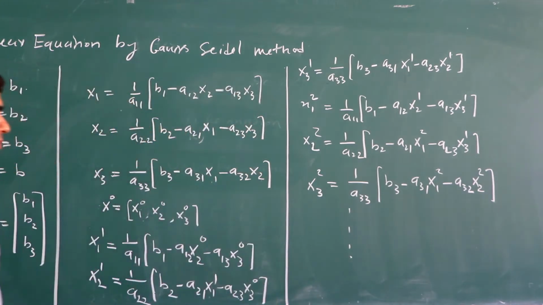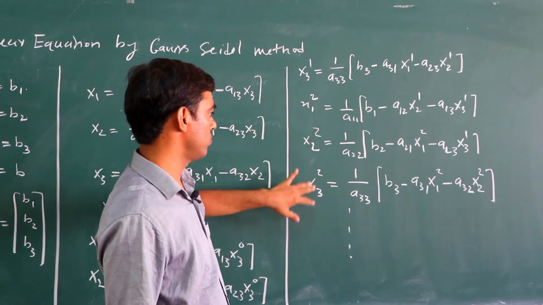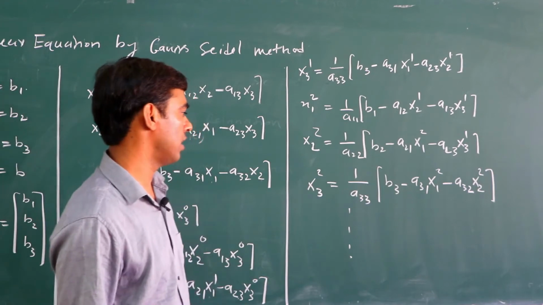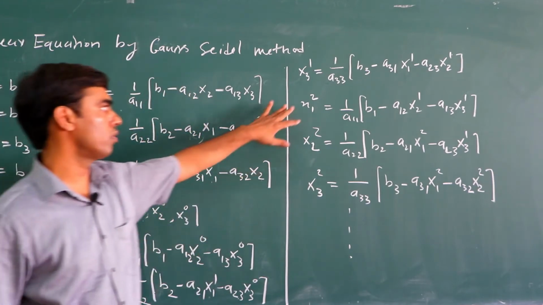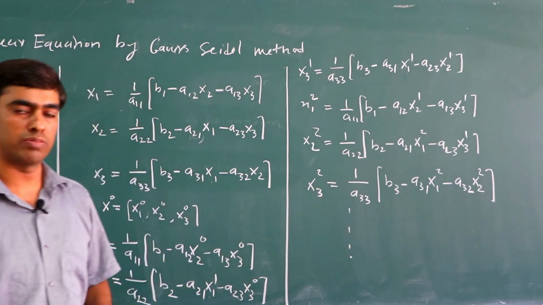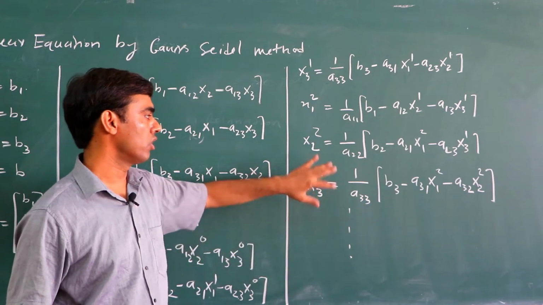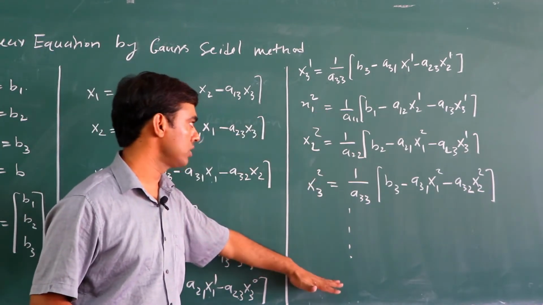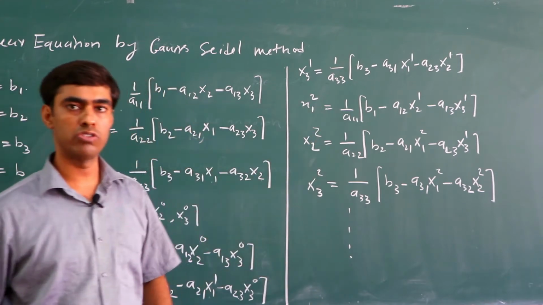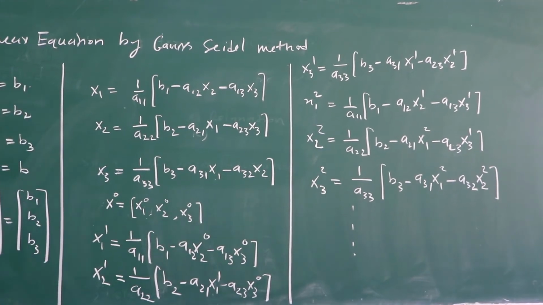We repeat it up to a desired level of accuracy. What does the desired level of accuracy mean? If the values of x1, x2, x3, after a certain iteration, repeat, not only one value but all three values, up to 2 decimal places or 3 decimal places or 4 decimal places, then we stop the procedure and write down the values of x1, x2 and x3 up to the desired level of accuracy.